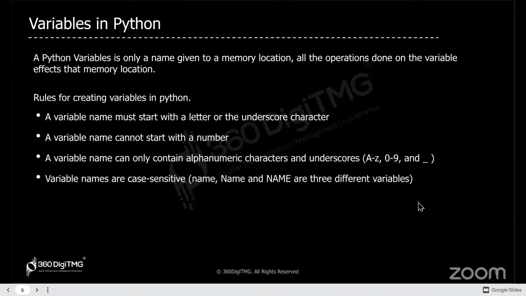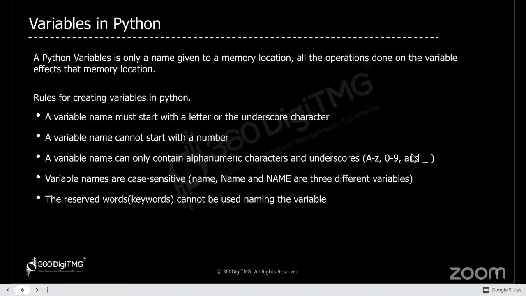Variables we had already discussed. A Python variable is a name given to the memory location. All the operations done on that variable affect that memory location. As I told you, think of a variable like a container. It is stored on your RAM.